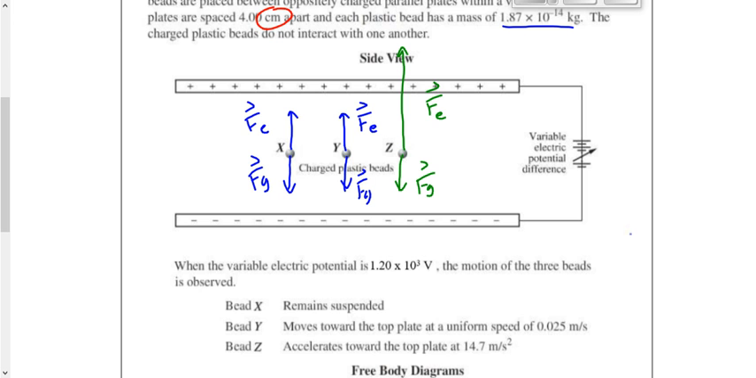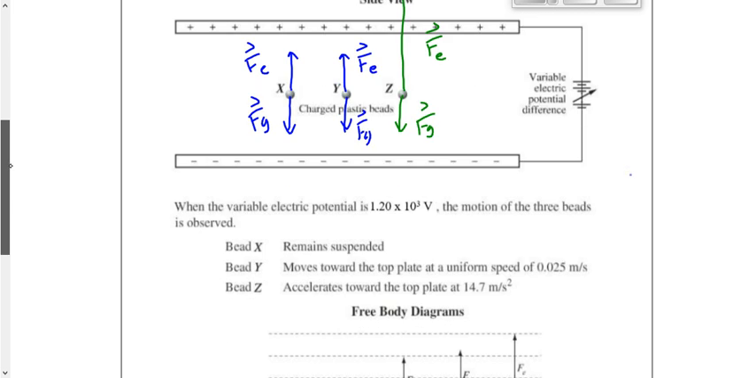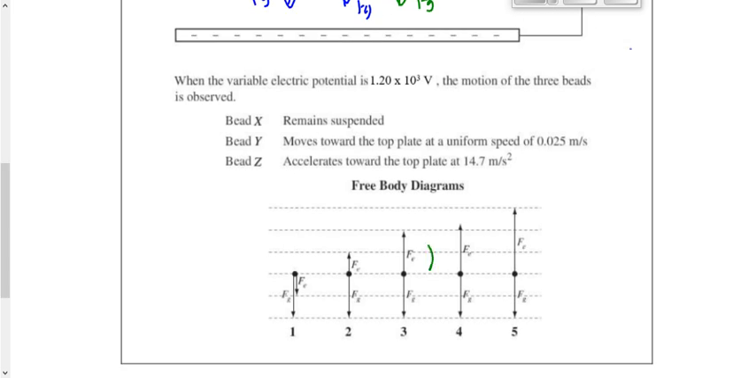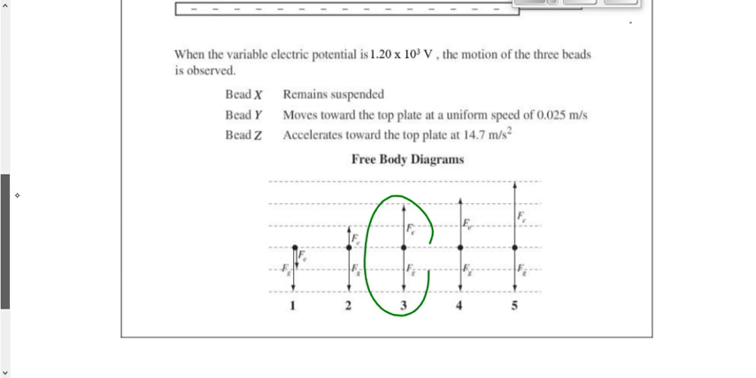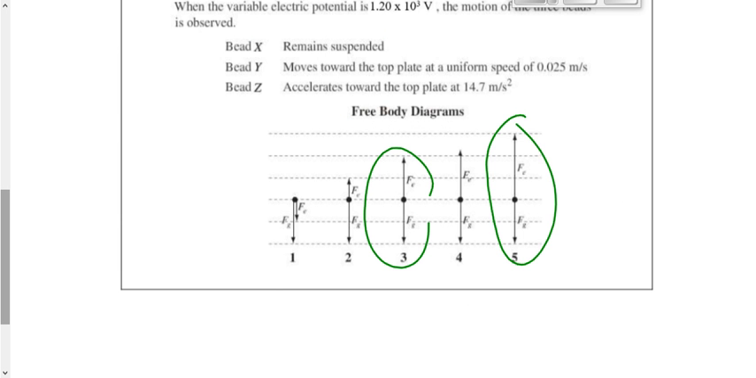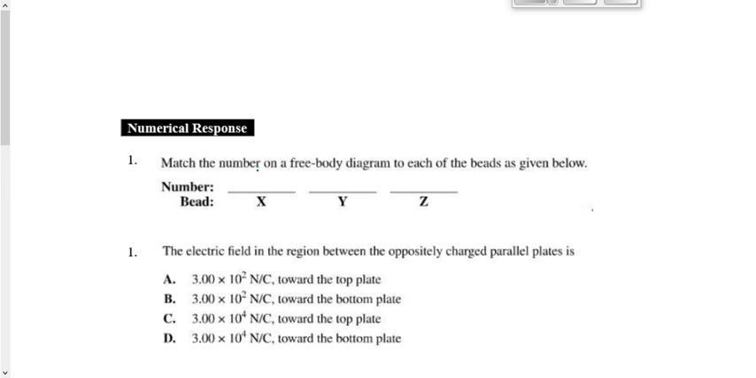So let's look at our options here. X is going to be option 3. Option 3 and 4 look a lot alike, though, eh? Notice, though, in option 4, Fe is a little bit bigger than Fg, which is going to cause it to accelerate upward, but not at a rate of 14 meters per second squared. Number 3 is the case for the second one as well, bead Y, and bead Z looks like 5. So we're going to say 3, 3, 5 is our answer for that one.